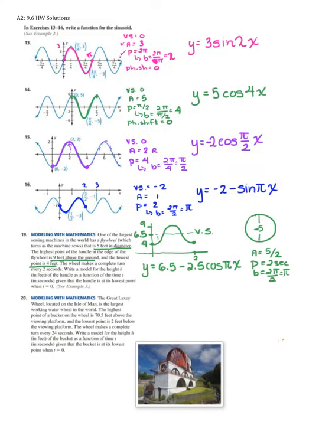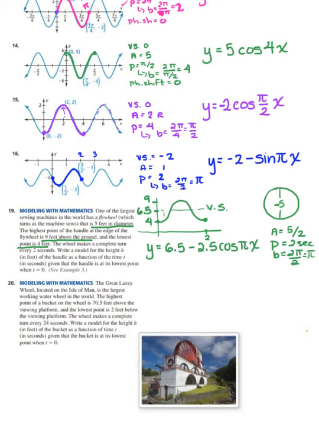The Great Laxey wheel, located on the Isle of Man, is the largest working water wheel in the world. The highest point of a bucket on the wheel is 70.5 feet above the viewing platform, and the lowest point is 2 feet below the viewing platform. The wheel makes a complete turn every 24 seconds. Write a model for the height of the bucket as a function of time, given that the bucket is at its lowest point when t equals 0.